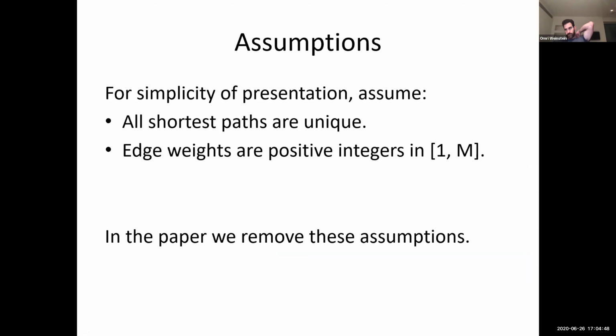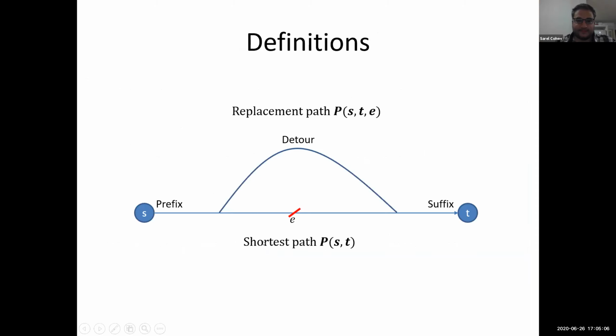And I will try very shortly to give intuition into the techniques we use. We will assume for simplicity of presentation that all shortest paths are unique and that edge weights are positive integers in the range 1 to M. In the paper, we remove these assumptions.